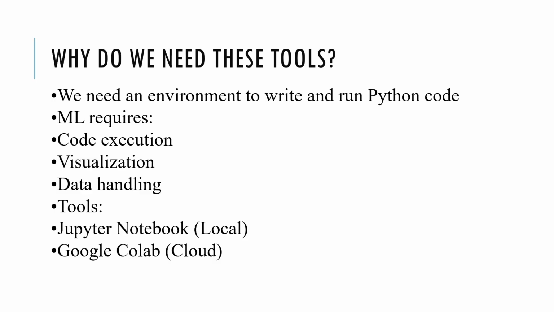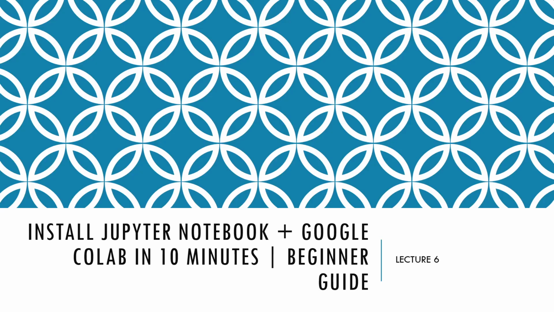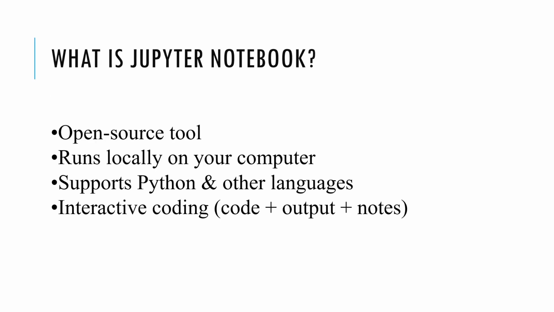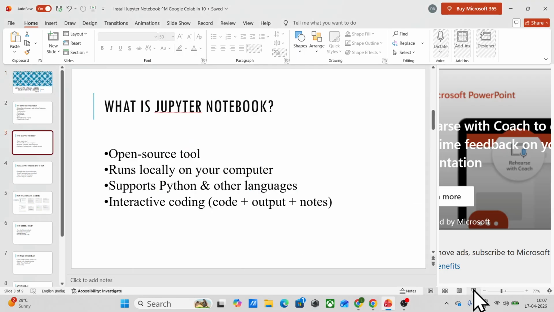So what actually is Jupyter Notebook? Jupyter Notebook is an open source tool that allows you to write and execute code in an interactive way. You can write code, see output instantly, and even add explanation all in one place. It's widely used by data scientists and machine learning engineers. So how can you actually work on Jupyter Notebook? Let us discuss that now.